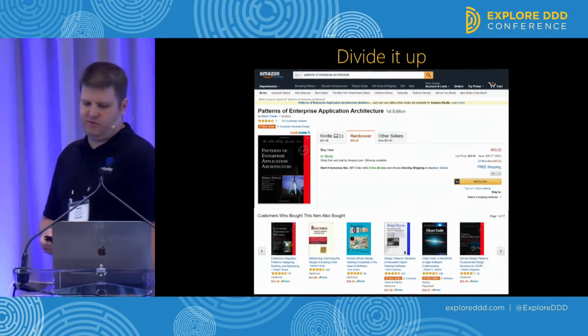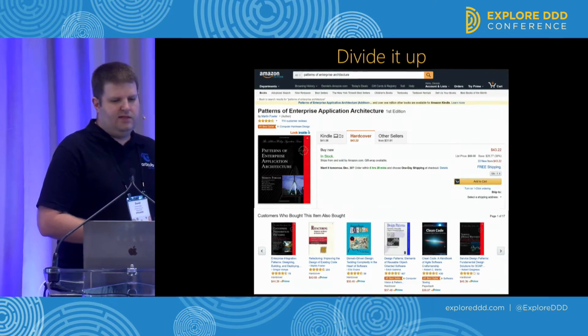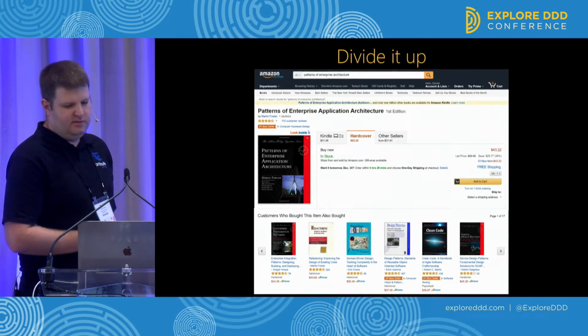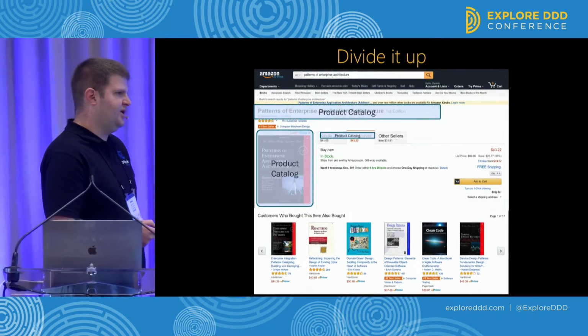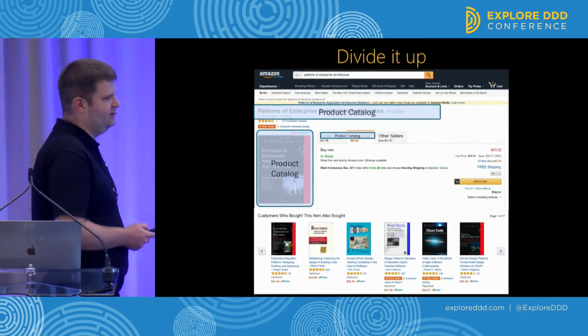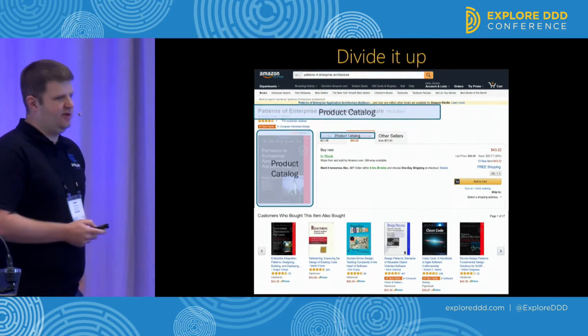Instead, what we need to do is divide it up. The title of the book and the cover, those are product catalog information. We can put those in a product catalog service. You know, we're not going to change the price and have that affect the title of the book. They don't belong together.